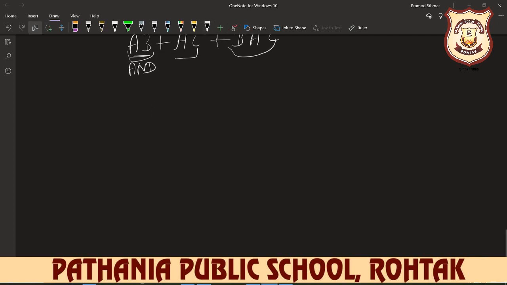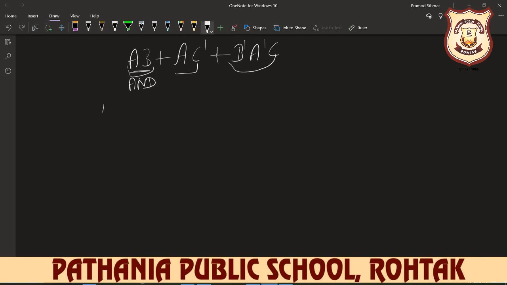Everyone pay attention here. Just write down A and here you write down B. So you input two variables here and make the AND gate. Why do we make the AND gate? Because multiply is there, and multiply is the sign of your AND gate.